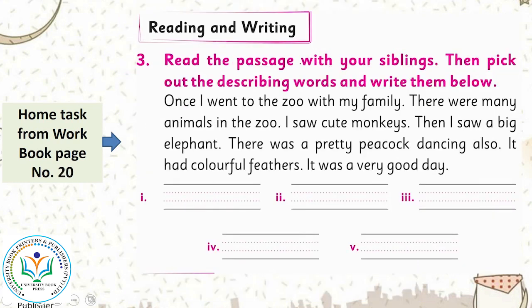This is also your home task from workbook, page number 20. This is a reading and writing exercise. Read the passage with your siblings, then pick out the describing words and write them below. We have discussed the describing words. You have to read this paragraph with your siblings and choose the describing words that are describing any noun. And we have 5 describing words here in this paragraph. You have to write all of them.